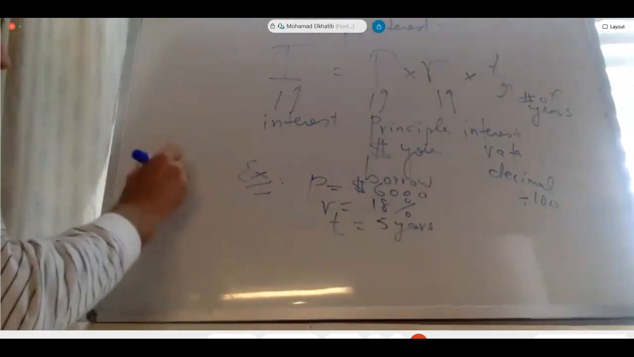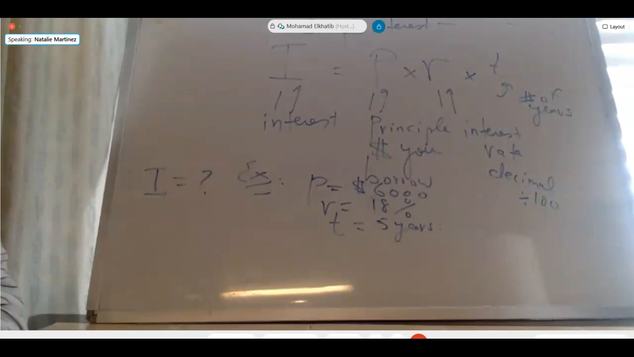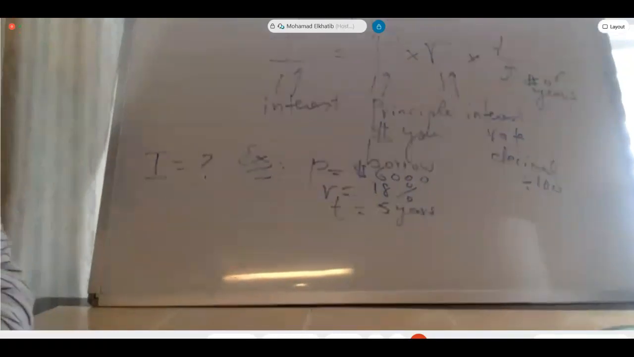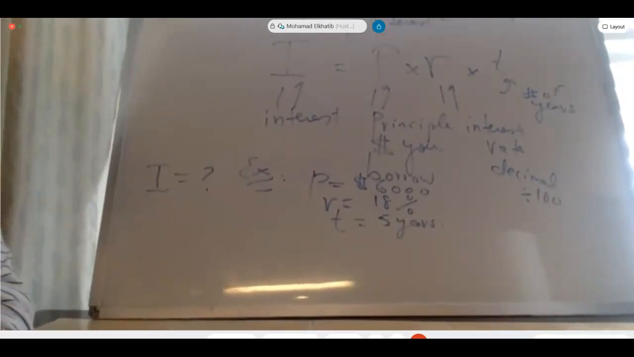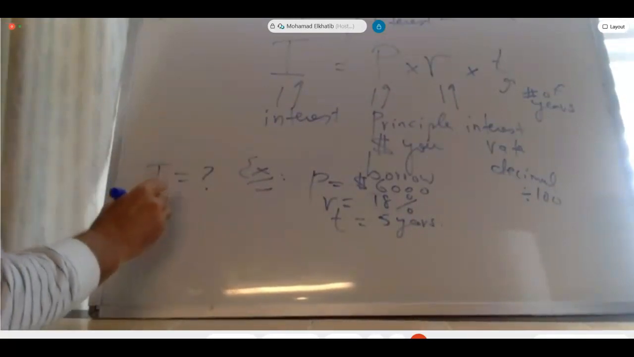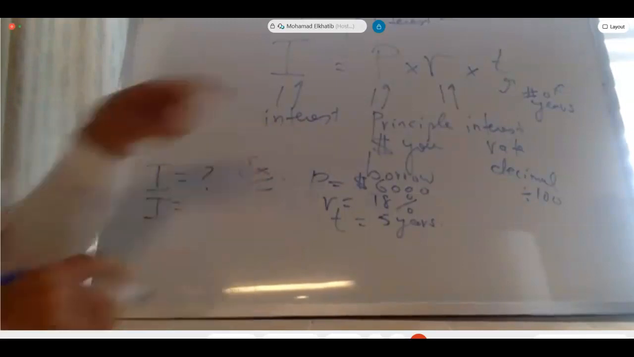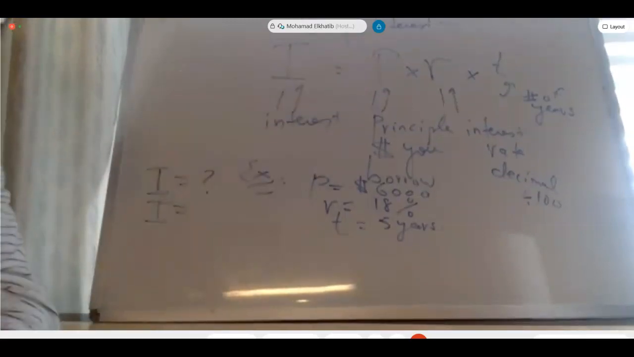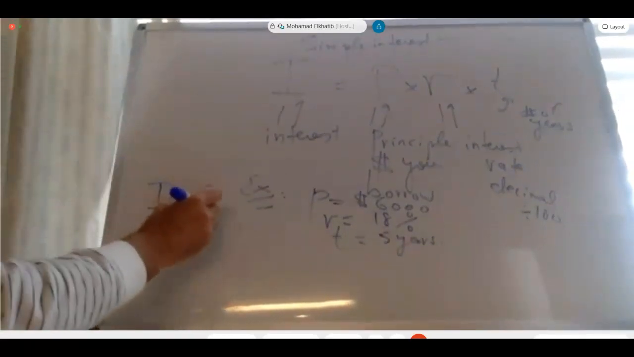So I means how much will the bank charge you to borrow that $6,000? Okay, so that is a simple interest problem. So the formula is I equals what? P times R times T. P is how much money you borrowed.